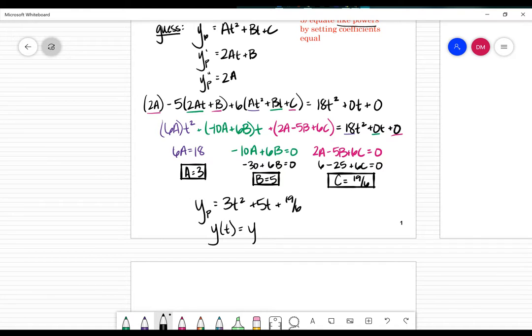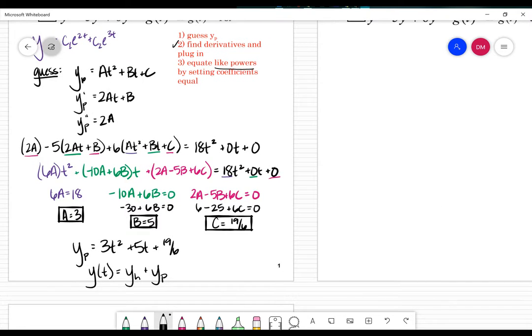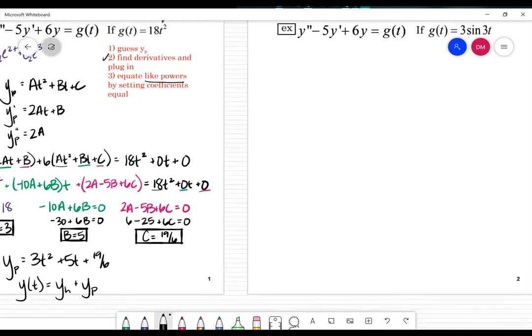So I'm going to kind of skip this last part here, but again, keep in mind you're taking y sub h plus y sub p to form our full general solution. For these next few, I'm just going to go through what your guess should look like. I won't run through the full example because again, finding the derivatives to plug in and then equating like powers, that will be the same.